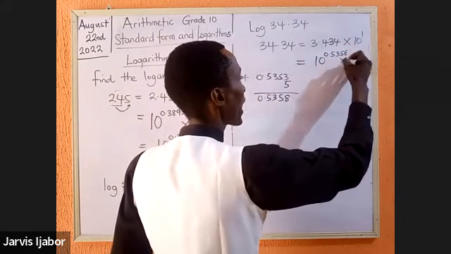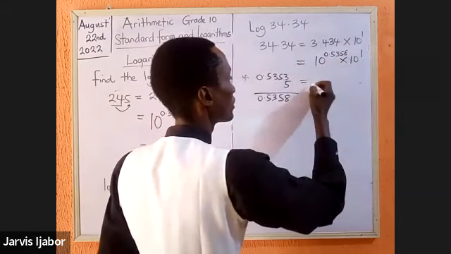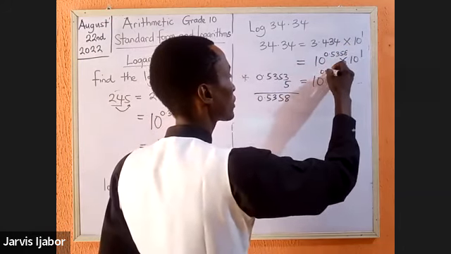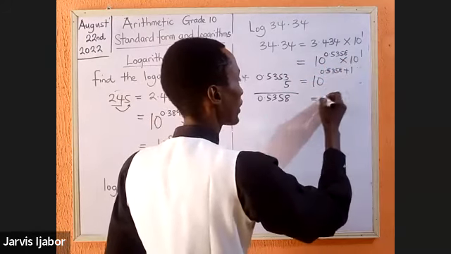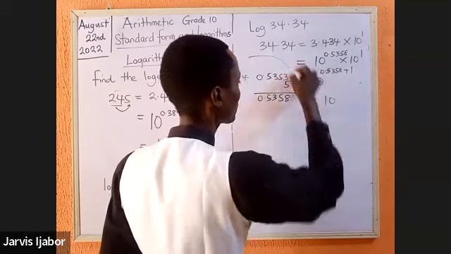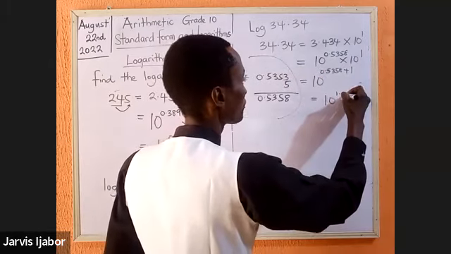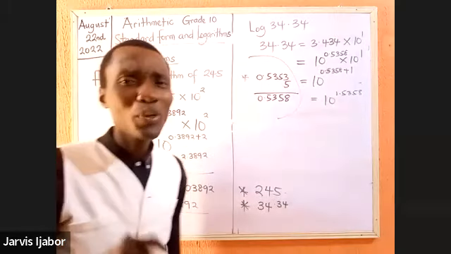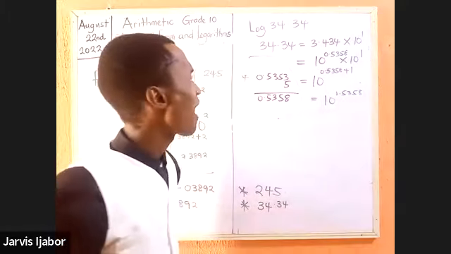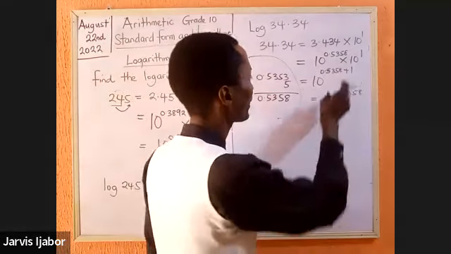All right. So now you will change this to 10 raised to the power of 0.5358 times 10 raised to the power of 1. So this will be 10 raised to the power of 0.5358 plus 1. And that will be 10 raised to the power of 1.5358.